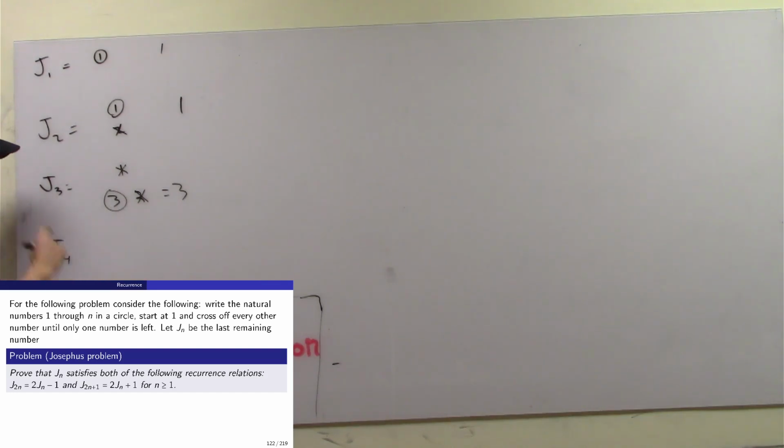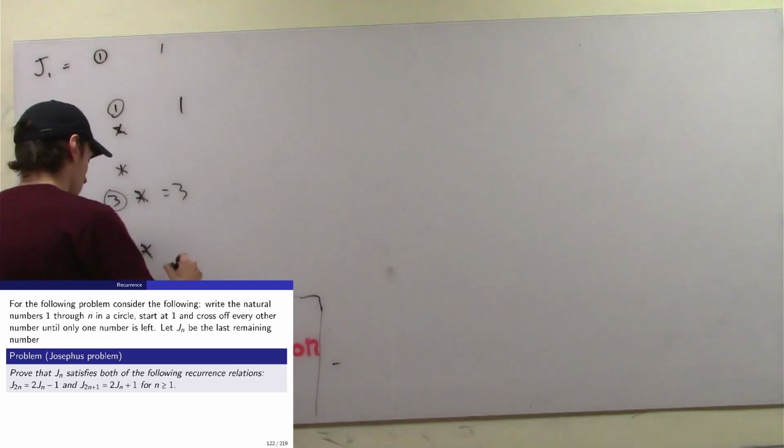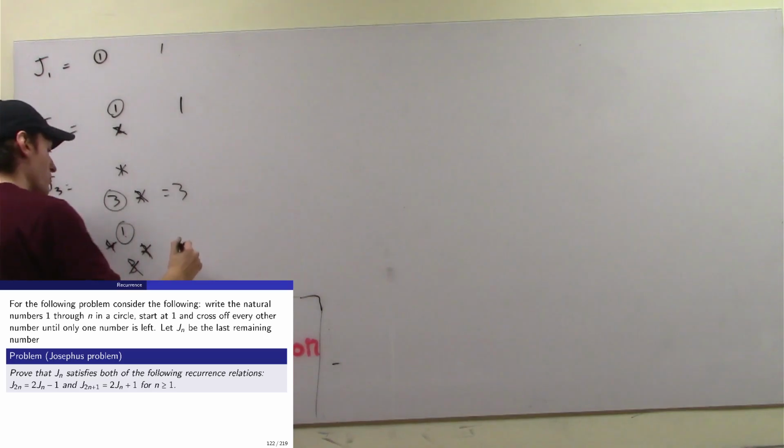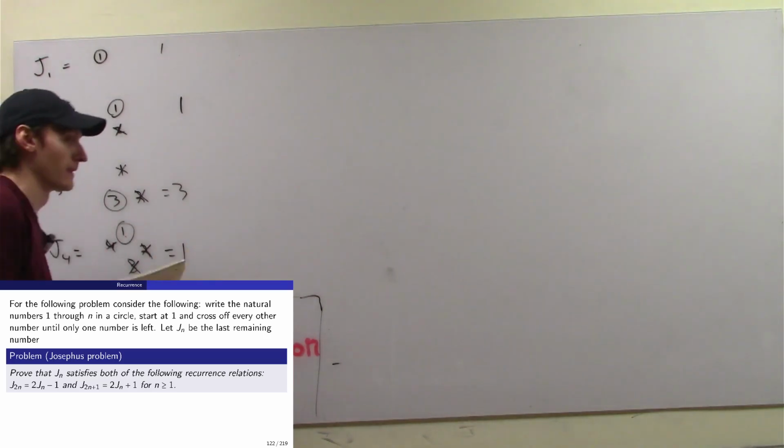J sub 4 is equal to... So we put 1, 2, 3, 4 around in a circle. Start off 1, cross off 2, go to 3, cross off 4. And now, once you get crossed off, you sort of move back in the circle, I think we'll say. So now we've crossed off 4, we go to 1, and then the next person is 3. So we cross off 3. The last person remaining is 1, so this is going to be 1.